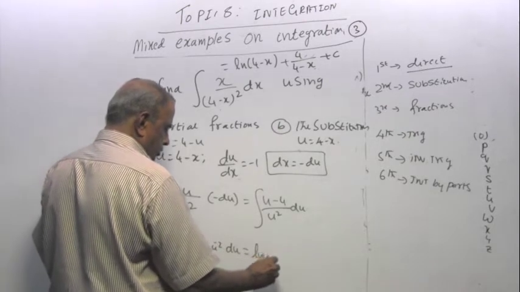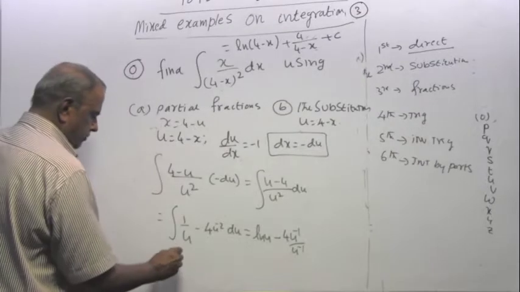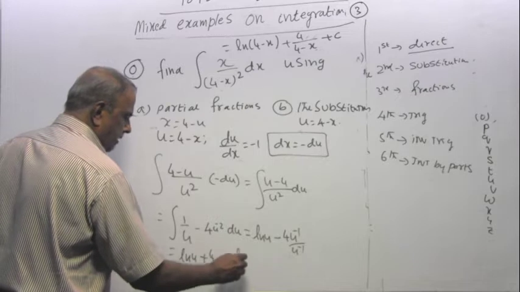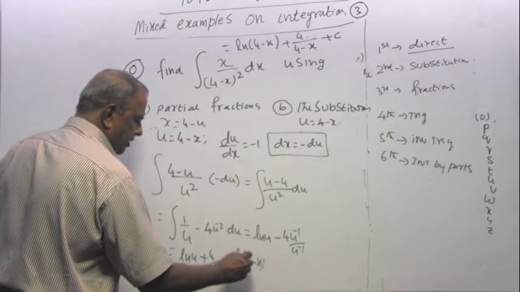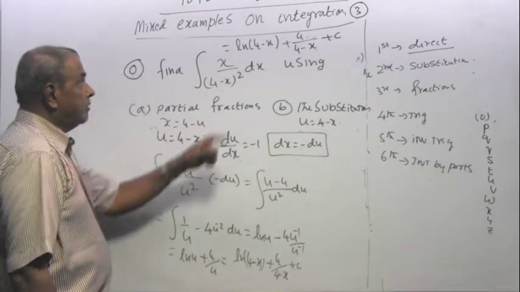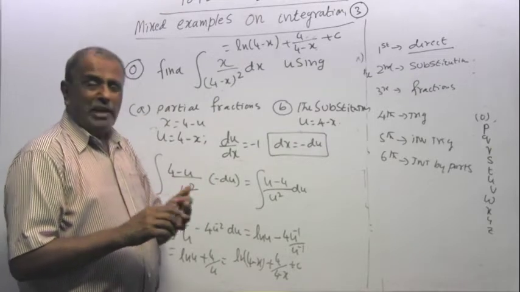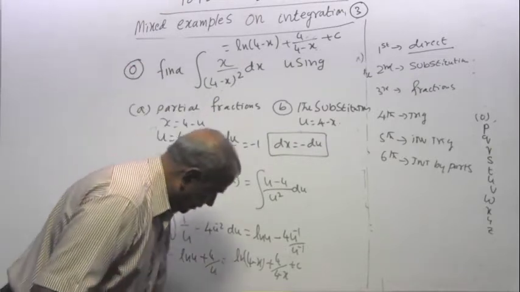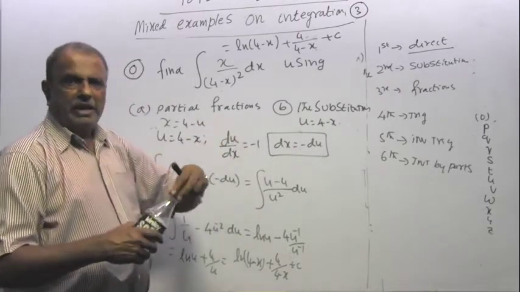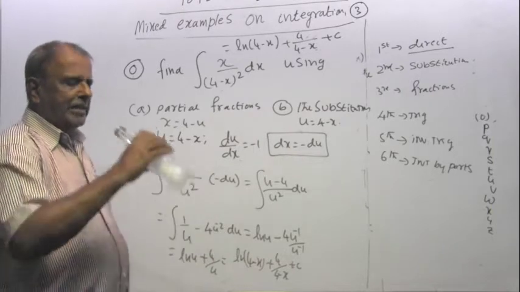Which is ln u minus 4 u power minus 1 over minus 1, which is ln u plus 4 over u, which is ln of (4 minus x) plus 4 over (4 minus x) plus c. So either way, but for a difference in a constant, the answer should be the same. Of course, sometimes when you do trigonometry, they become identities. Then you will be able to prove one identity is the other.